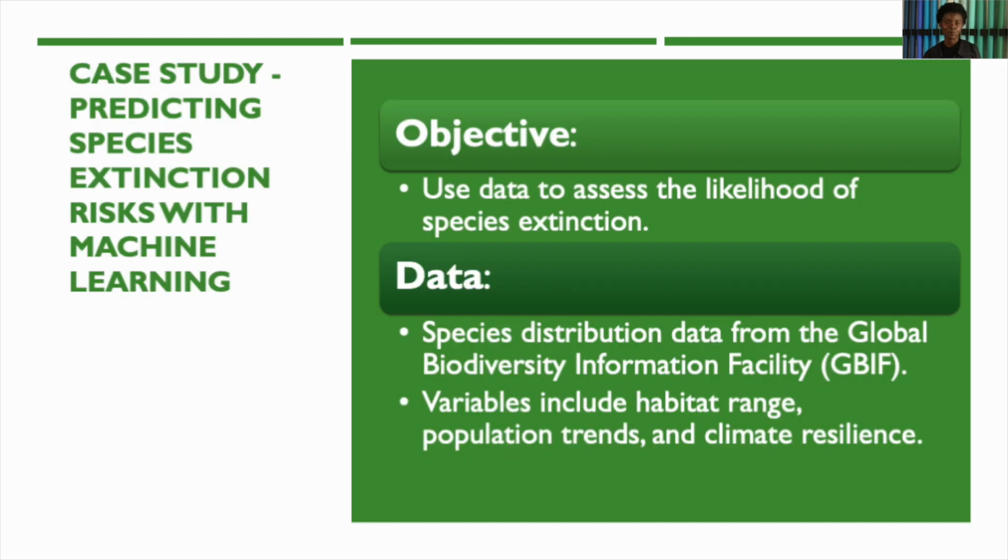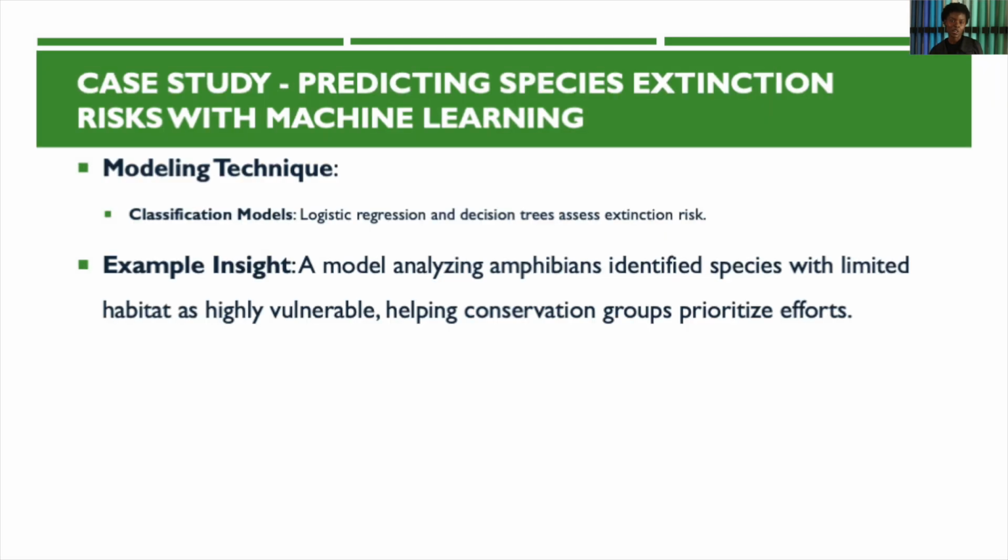Case study: predicting species extinction risks with machine learning. In this case study, we use machine learning to predict species extinction risks. Data from the Global Biodiversity Information Facility, GBIF, includes variables like habitat range, population trends, and climate resilience, which are fed into a classification model.